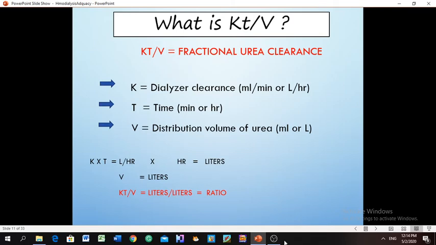What is KT/V? Fractional urea clearance. K is the dialyzer clearance, in ml per minute or liters per hour. T is the time of the dialysis treatment. V is the distribution volume of urea, in ml or liters.